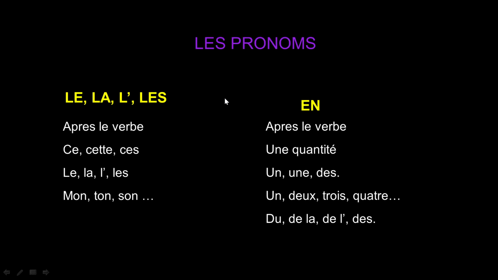So now we'll be starting with les pronoms, which means the pronouns. We already saw les pronoms sujets. From 6th standard, we have been seeing je, tu, il, elle, nous, vous, ils, elles. And les pronoms toniques: moi, toi, lui, elle, nous, vous, eux, elles. So we've been doing that, and now we'll be doing some other pronouns.